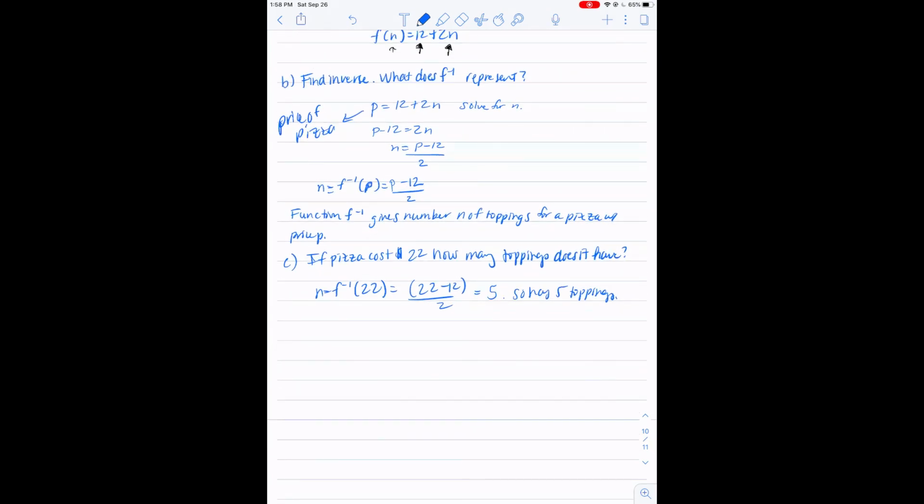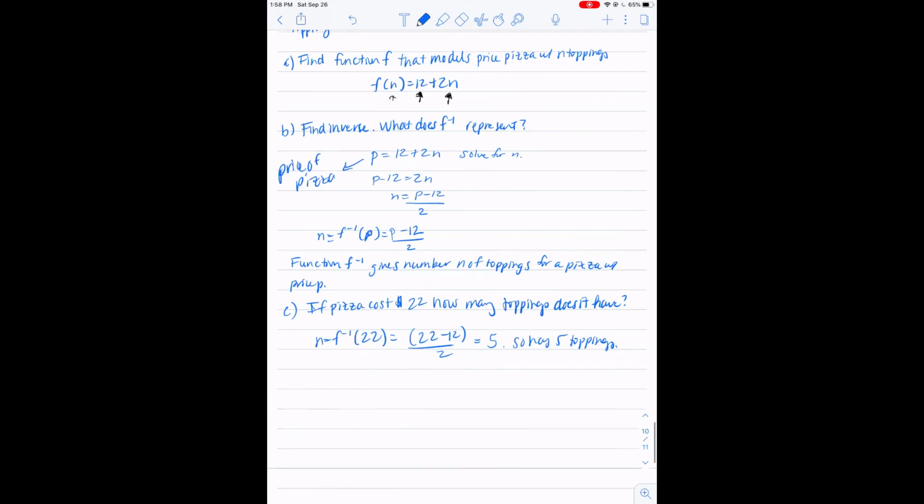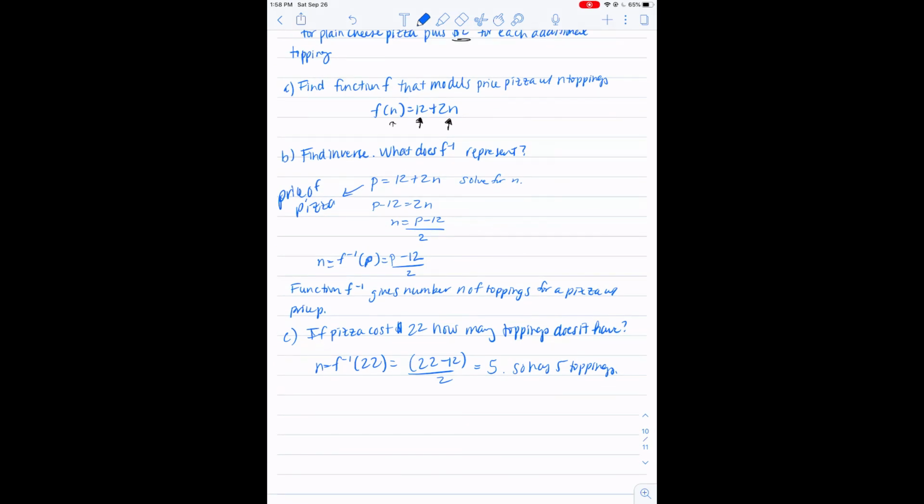So if a pizza costs $22, how many toppings does it have? So we could solve for n doing the inverse of f, or the inverse of p of 22. And that's going to be (22 - 12) over 2 equals 5. So it has 5 toppings.